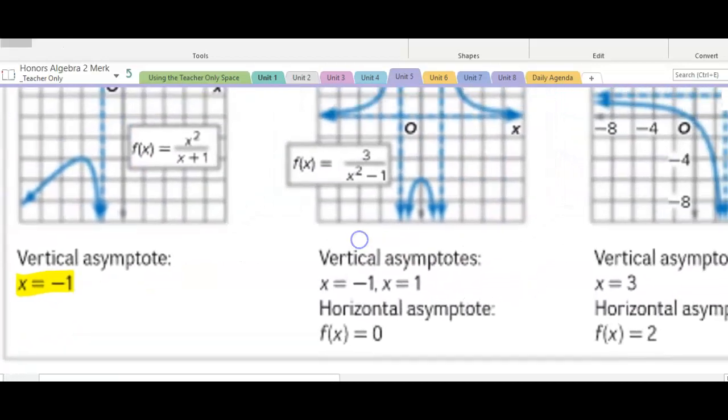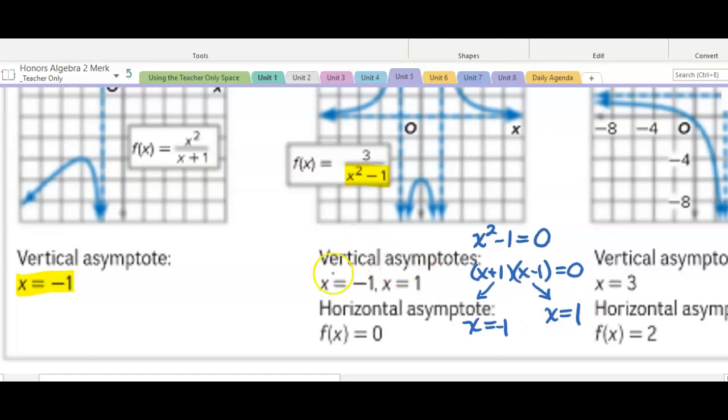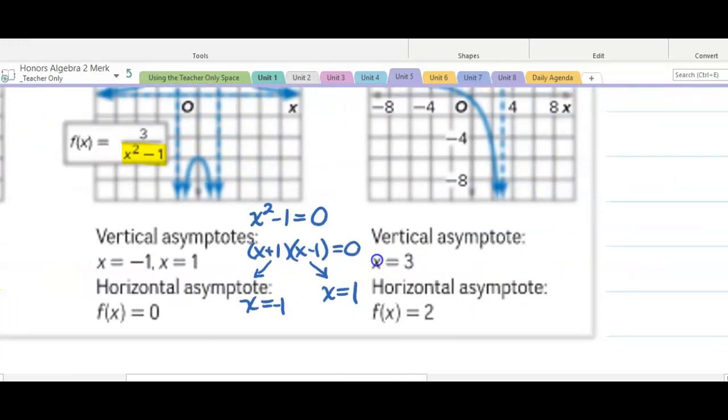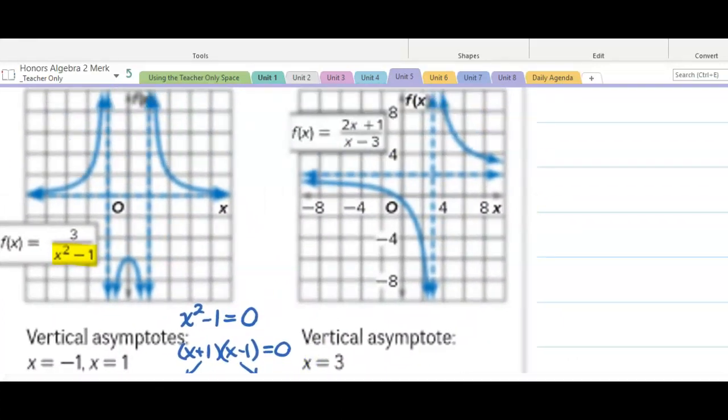On the second one, if we look just at the denominator, when we solve that, and that's going to be a little more involved to solve, x squared minus 1 equals 0, we have to factor it. It's a difference of squares, which becomes x plus 1, x minus 1. This gives us x equals negative 1 and x equals positive 1. So there are actually two vertical asymptotes for this particular rational function. And then looking at the third one, it's much easier again. When does this equal 0? When x equals 3.